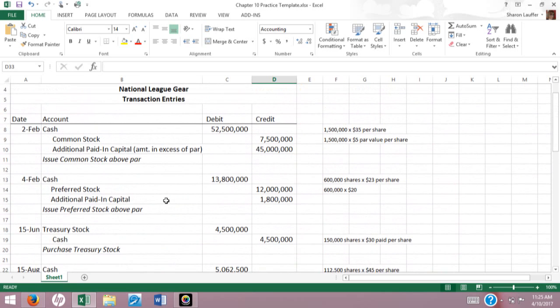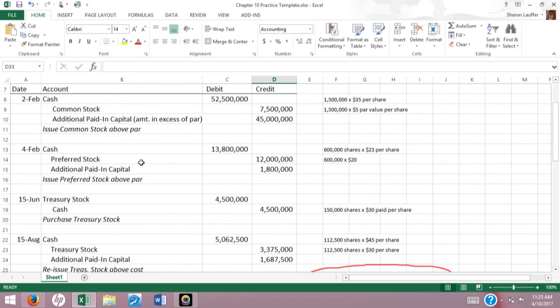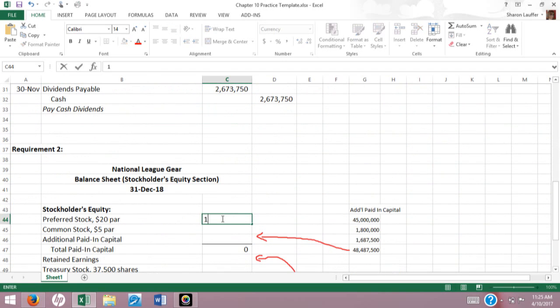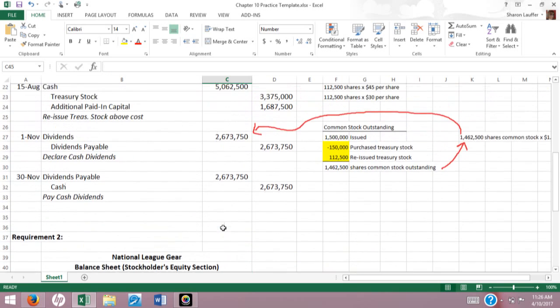We started with preferred stock, so you can come up here and look at what you have included in preferred stock. And we actually had only one entry that affected that preferred stock account, and that is right here. And that amount of preferred stock was a credit of $12 million. And we did nothing else with preferred stock in this problem. So we can scroll down here and put $12 million in our preferred stock.